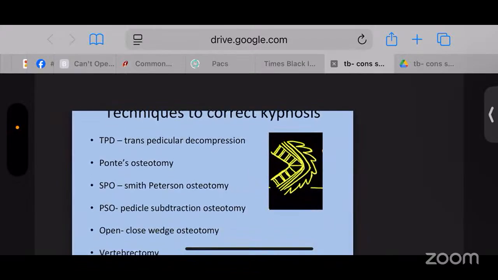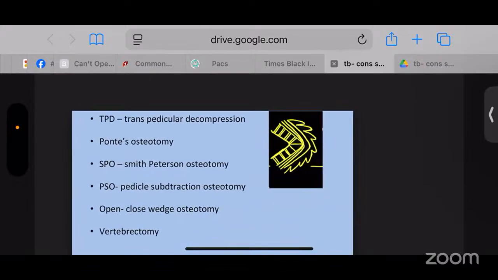And there are various ways to correct the kyphosis depending on the amount of kyphosis. Various modalities of osteotomy can be applied. This is a chapter in itself. So if you just remove the facet joints on both sides, it's called a spontaneous osteotomy. When you remove the posterior element along with the facet joint, it's called Smith-Petersen osteotomy. If you go through the pedicles and remove a wedge from both sides, it's called pedicle subtraction osteotomy.